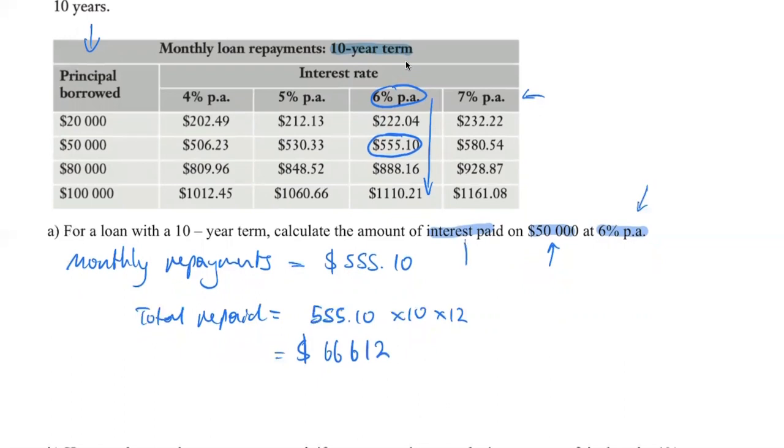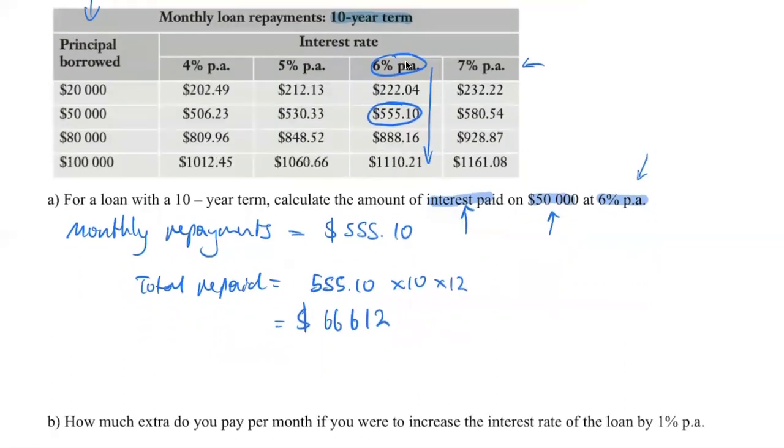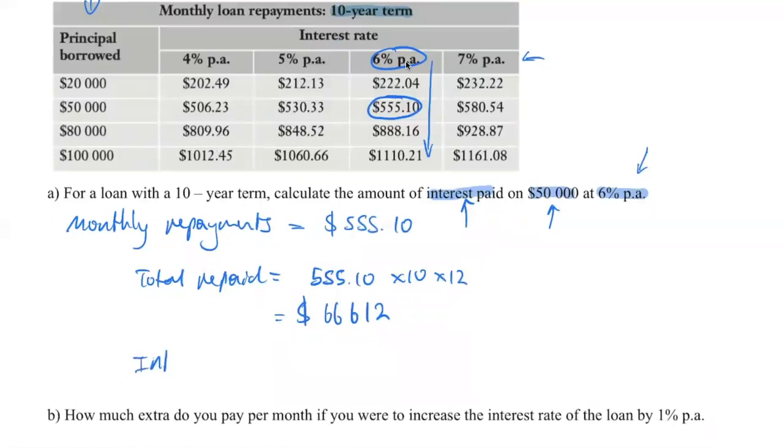Now, to find our interest, which is the thing that we're really interested in, it's the total amount that we repay, $66,612, and we subtract off the principal of the loan of $50,000. And what that'll do is it'll leave you with $16,612, that extra that you've paid on top of the principal that you've borrowed across your 10-year term. So that's how you calculate the interest. So that's question one done. You can see how we've dived in and used the table to answer that.